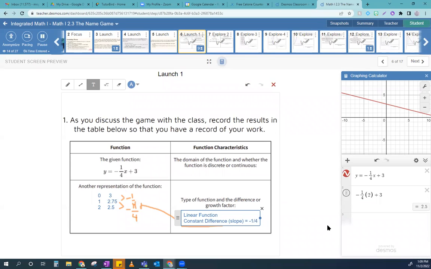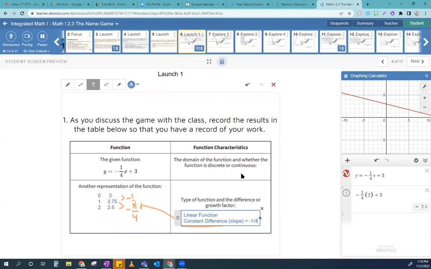Okay, so we did a different representation. Actually, we did 2. Here we answered what type of function it is. It's linear. Here we answered whether it's difference or growth. It's a difference. And then the last but not least, is this continuous or discrete? Who remembers what continuous and discrete are? What do I write for continuous? What do I write for discrete?